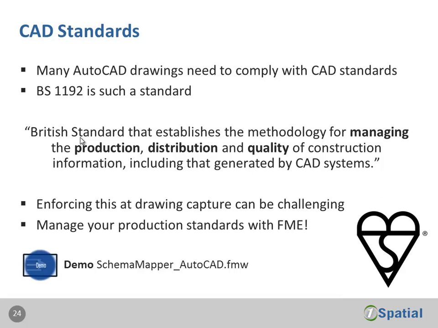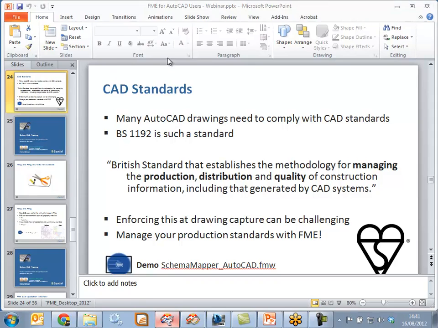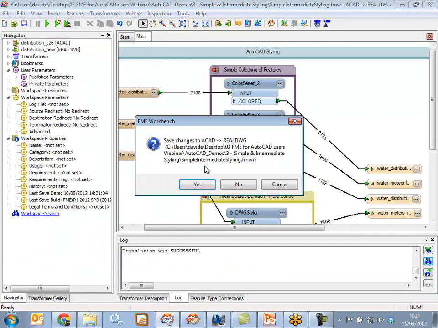If you want to go and take a look at BS 1192, this is just one of those CAD standards. The British standard really determines how you should work with, manage, produce, distribute, and define the quality of your CAD systems. And you can use FME to enforce some of those CAD standards, which can often be a little bit challenging. So let's take a look at how we can approach that method.